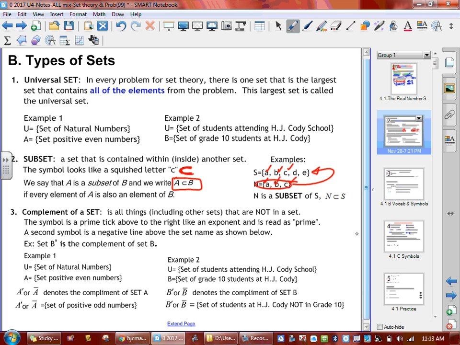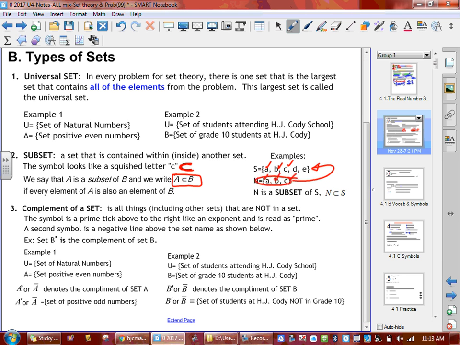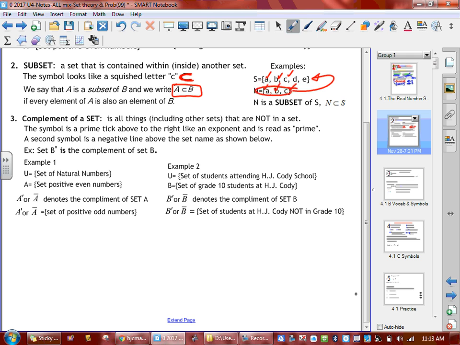Now we're going to talk about the complement of something. Now this doesn't mean I'm telling you you're awesome. This is a different kind of complement. This one means it's a set that is everything, including all the elements that are not in another set.